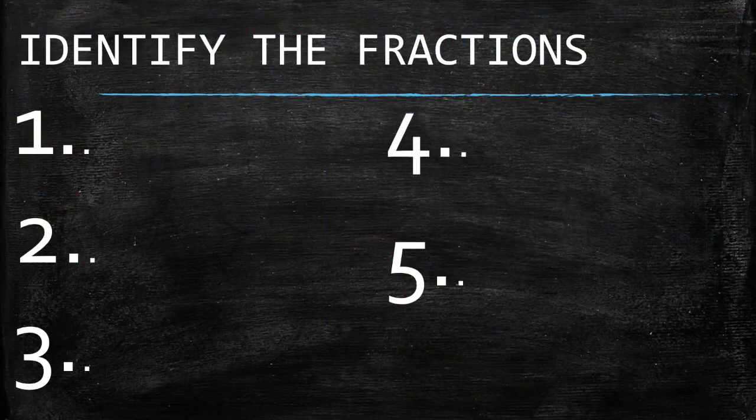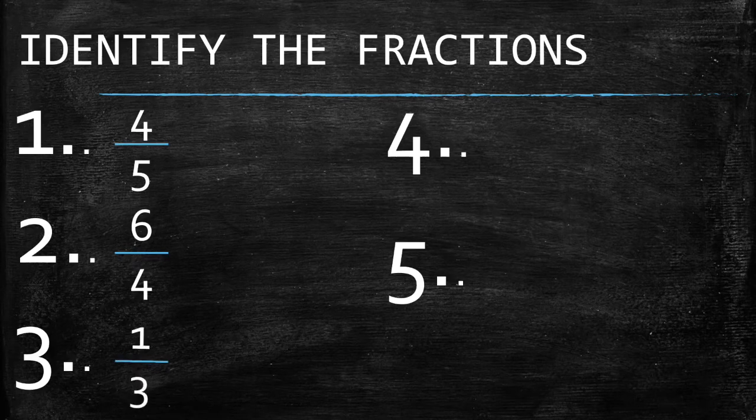So can you identify the fractions? Identify by writing proper fraction, improper fraction, or mixed number. Number 1 is 4/5, 6/4, 1/3, 2 2/5, and 6/9. I'll give you 10 seconds to identify the different fractions in each number. So your time starts now.